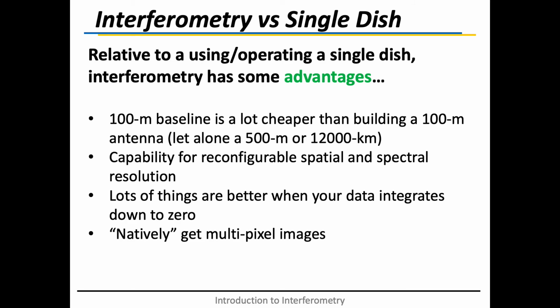And finally, interferometers natively give you multi-pixel images, whereas a single dish, if you only have a single detector or a single receiver on the telescope, is a single pixel camera. You can slew that around, of course, and smear out that sensitivity, but at each instance in time, you're only getting a single pixel at a time.